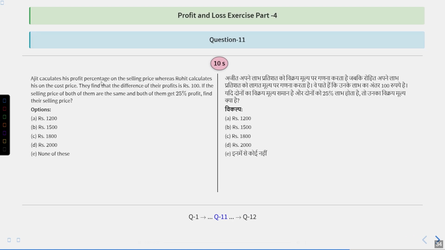Ajit calculates his profit percentage on the selling price, whereas Rohit calculates his on the cost price. They find that the difference of their profit is rupees 100. If the selling price of both of them is the same and both of them get 25% profit, find their selling price. You have 5 options and 10 seconds to analyze the question. Your time starts now.